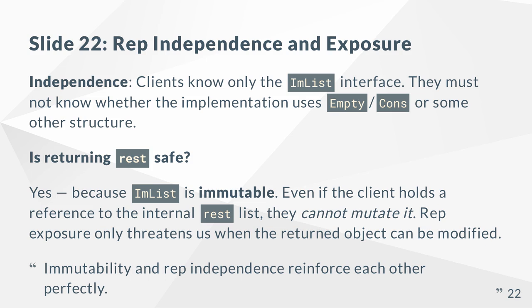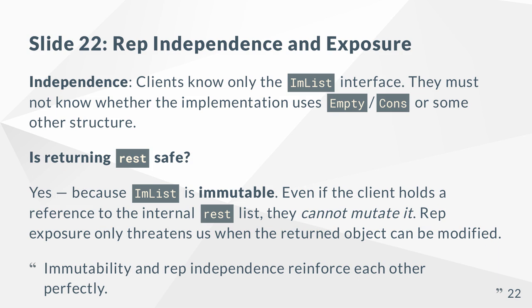Clients know only the ImList interface. They must not know whether the implementation uses empty and cons or some other structure. Is it safe to return rest from the cons class? Yes, because ImList is immutable. Even if a client holds a reference to the internal rest list, they cannot mutate it.